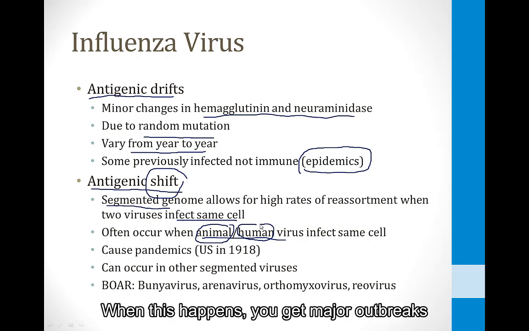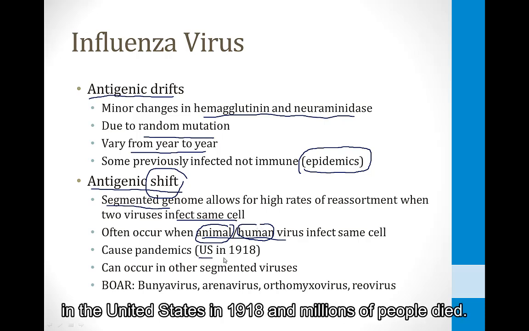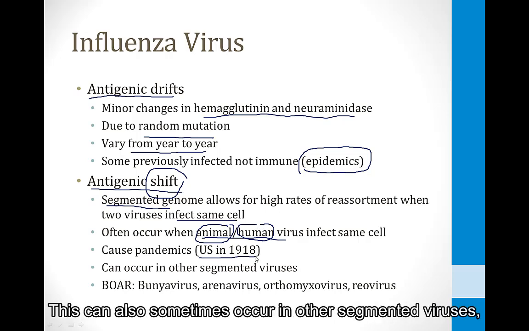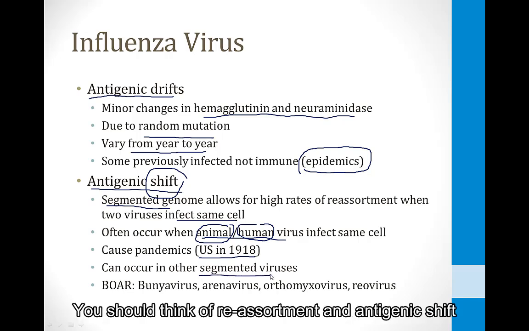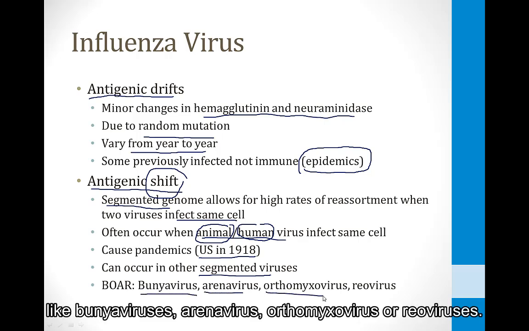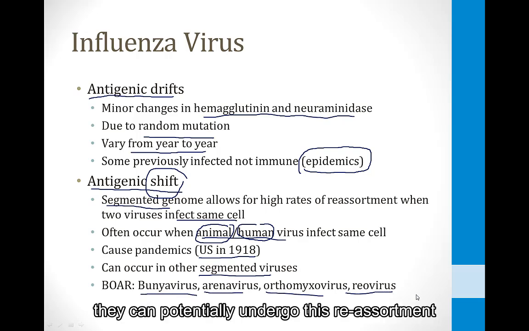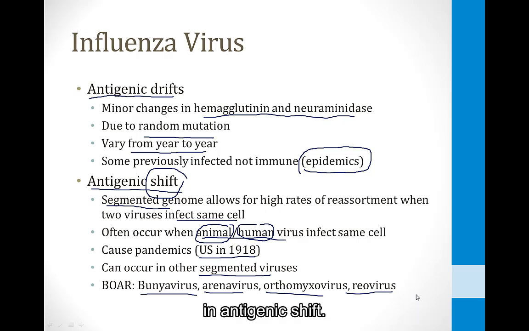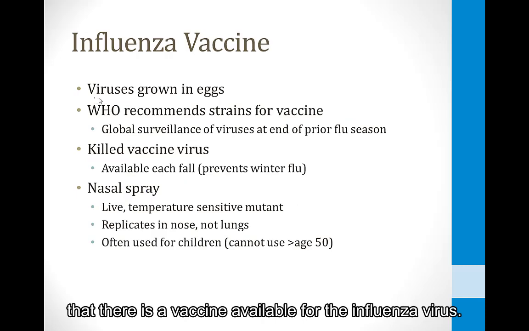When this happens, you get major outbreaks around the world of influenza infection. One of the famous ones happened in the United States in 1918, and millions of people died. This can also sometimes occur in other segmented viruses, although it's best described for influenza virus. So you should think of reassortment and antigenic shift in board questions when they ask you about viruses like bunyaviruses, arenaviruses, orthomyxoviruses, or reoviruses. Since all of these are segmented, they can potentially undergo this reassortment and antigenic shift. Any of you who've received a flu shot know that there is a vaccine available for the influenza virus.